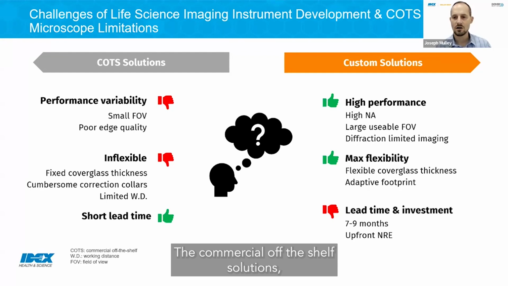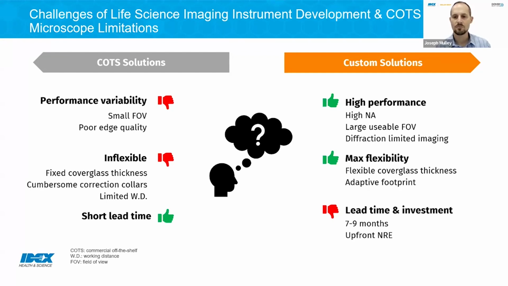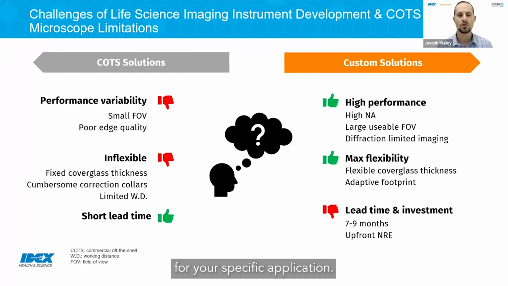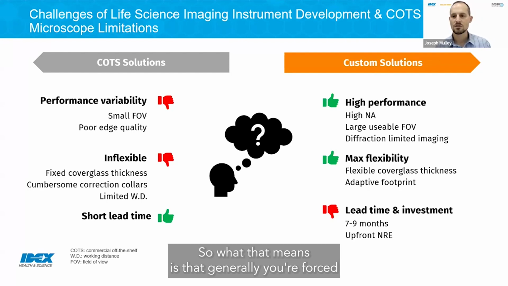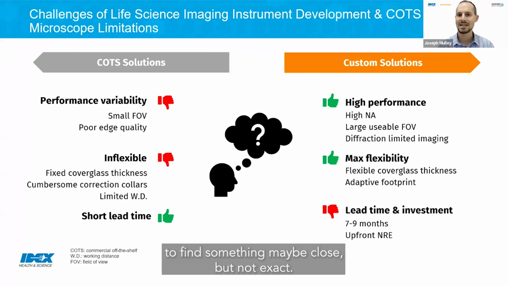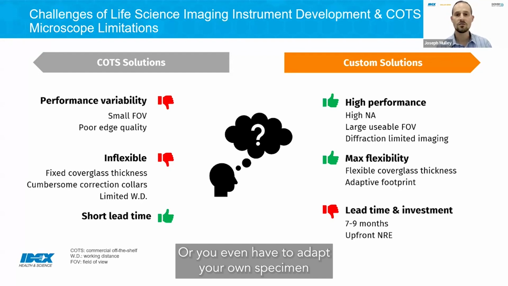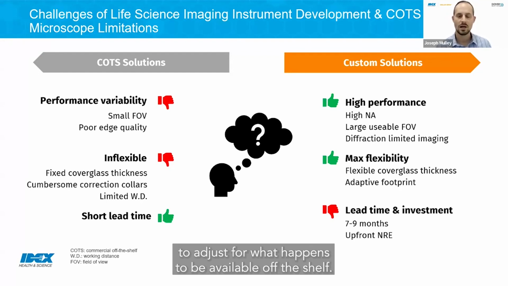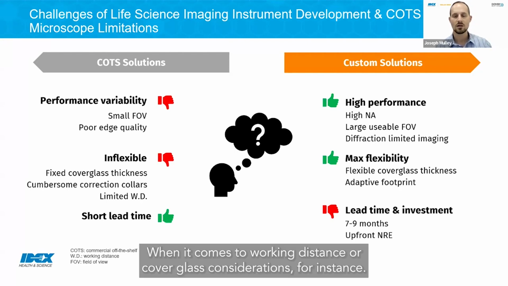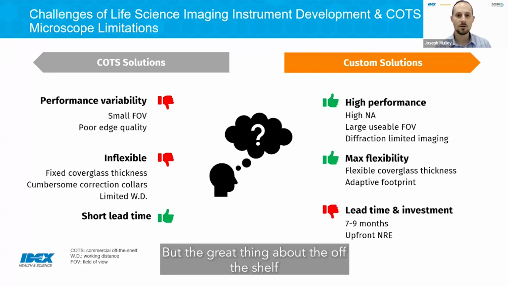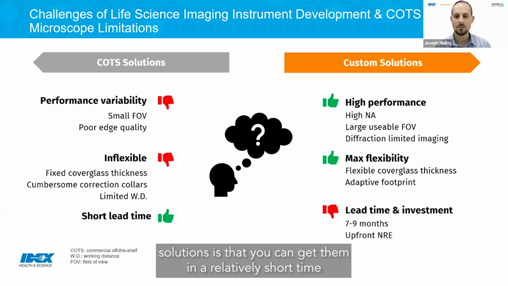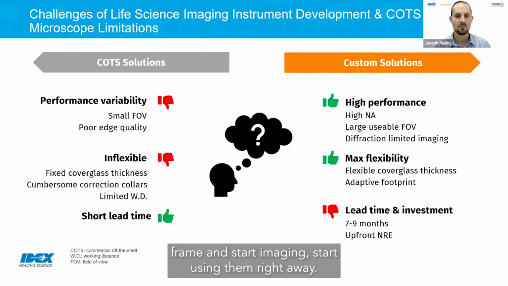The commercial off-the-shelf solutions are also limited in their flexibility for your specific application. So what that means is that generally you're forced to find something maybe close, but not exactly optimal for what you're trying to do. Or you even have to adapt your own specimen to adjust for what happens to be available off the shelf when it comes to working distance or cover glass considerations, for instance. But the great thing about the off-the-shelf solutions is that you can get them in a relatively short time frame and start imaging using them right away.